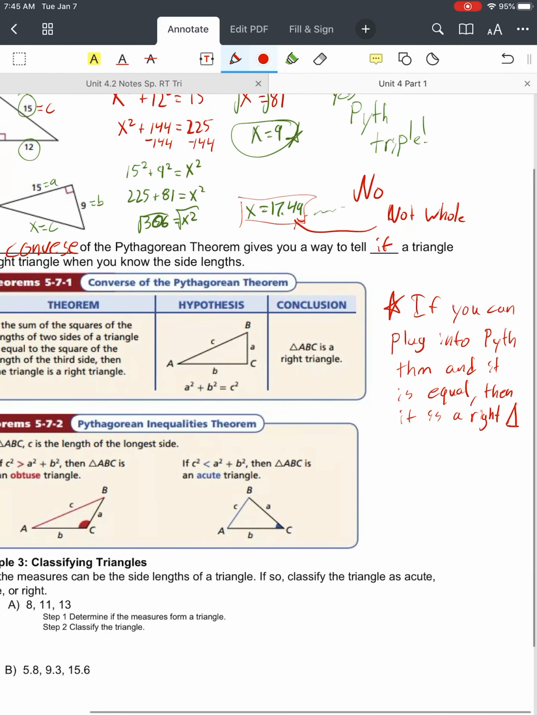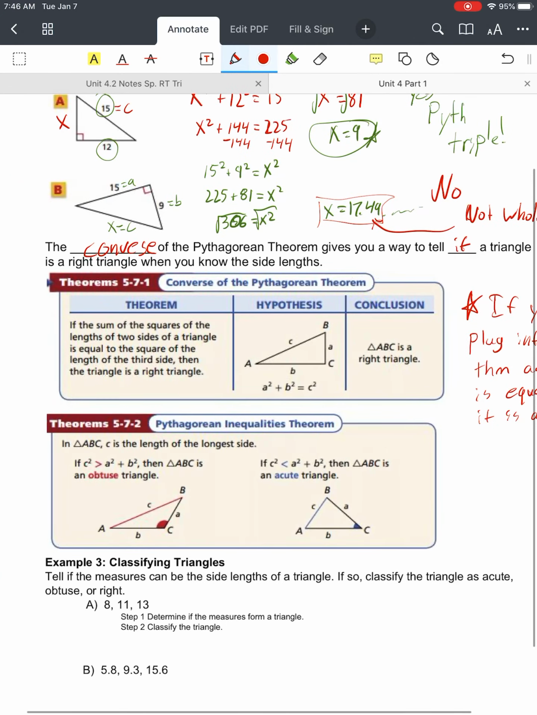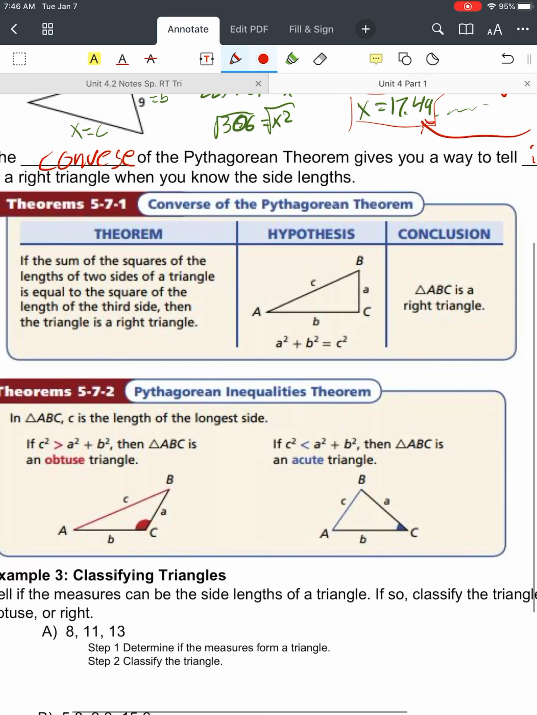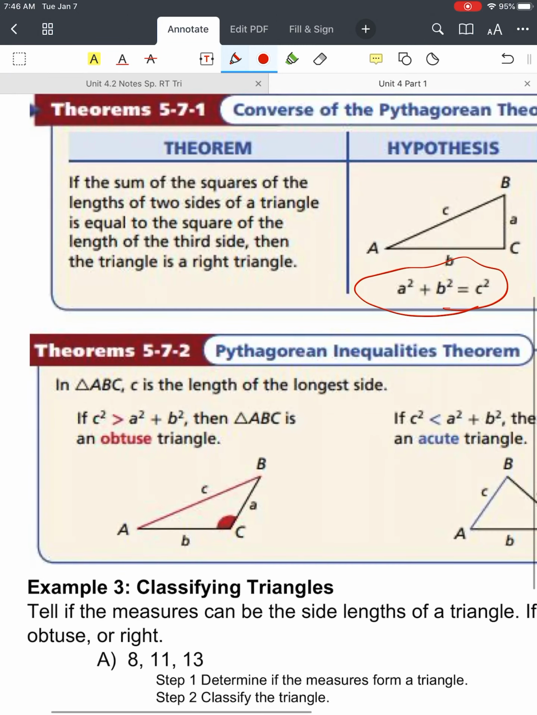One thing to add with this converse of the Pythagorean theorem is that if we don't have it equal, we can also classify the triangle based on its angle. Since we are just classifying if it's a right triangle, that means it's got to be equal. If we notice that when we do a squared plus b squared equals c squared, we get a larger answer for our c, then that means it's going to be obtuse.